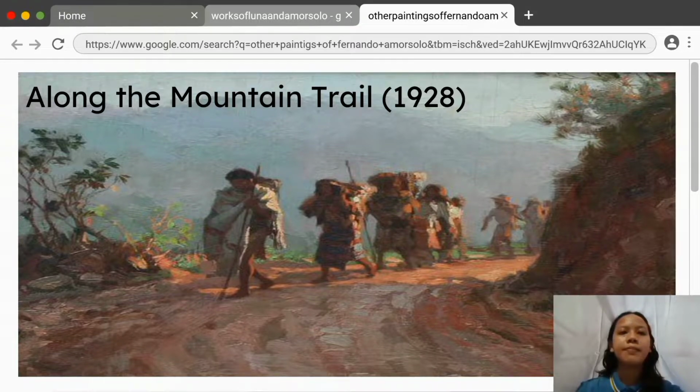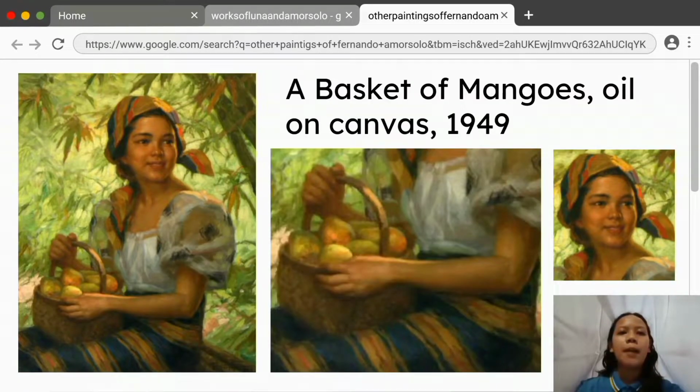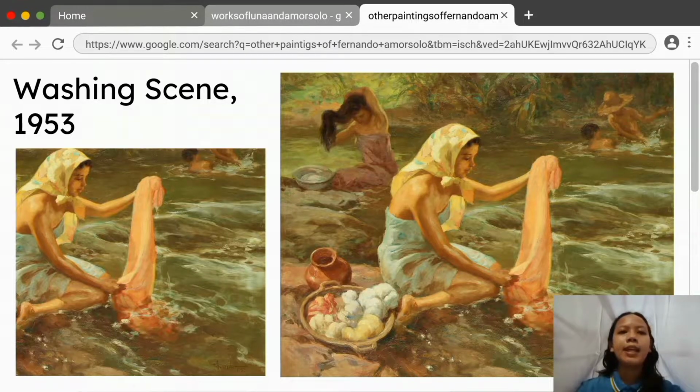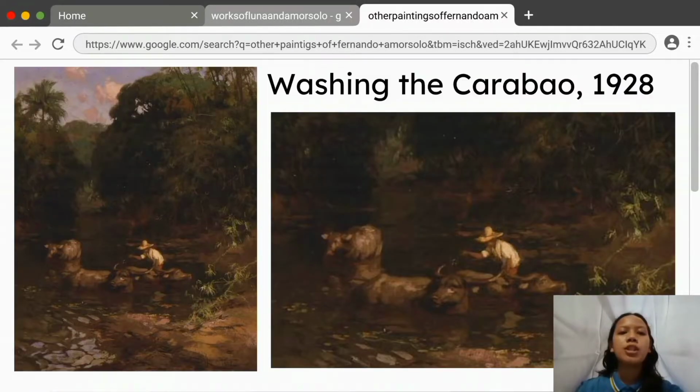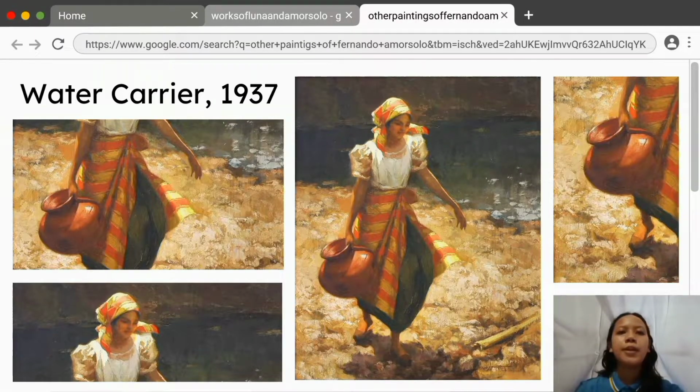Along the Mountain Trail. A Basket of Mangoes, oil on canvas, 1949. Washing Scene, 1953. Washing the Carabao, 1928, oil on board. Water Carrier, oil on board, 1937.